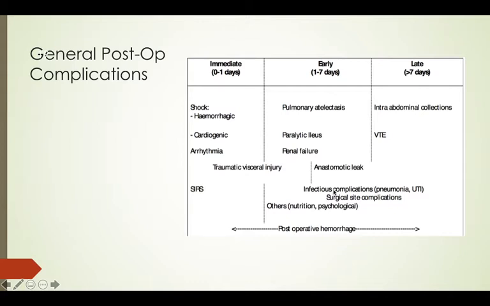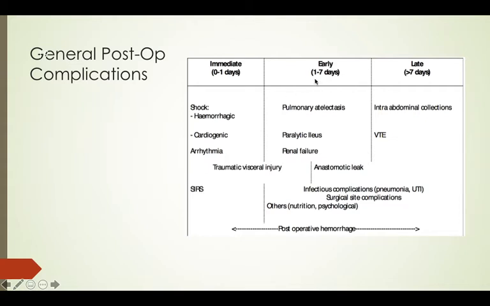So post-op complications, there's loads of ways of classifying it. Some people classify it according to the cause, so is it due to anesthesia, is it due to surgery? Some may classify it according to time scale. So if you see this table here, you can split it up into immediate, early and late. So immediate post-op complications may include shock, hemorrhagic, cardiogenic, arrhythmias, traumatic visceral injury and systemic inflammatory response syndrome.